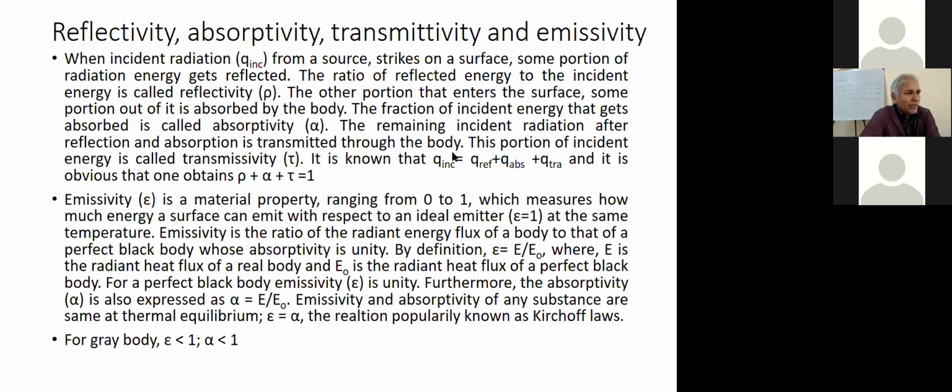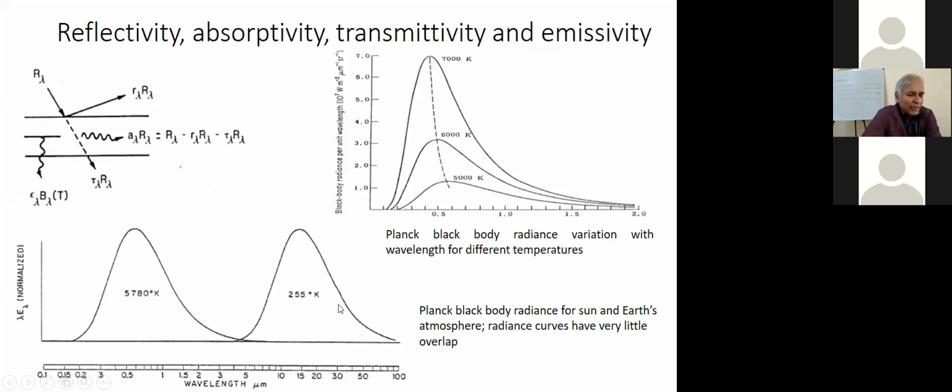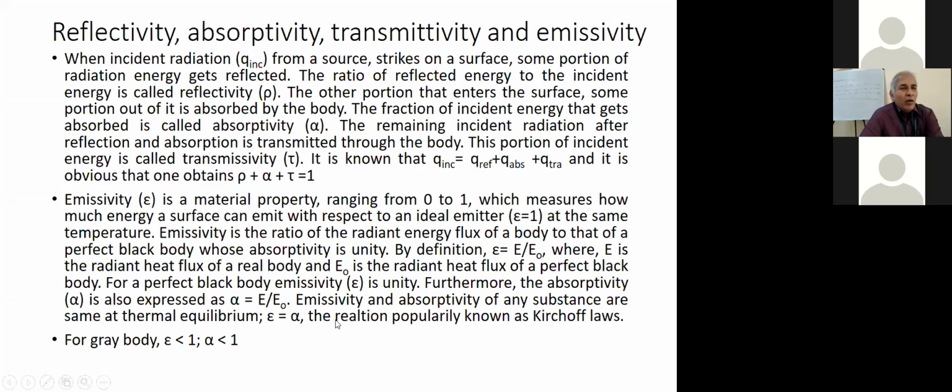So whatever I had discussed is all given here. Now the emissivity is a material property ranging from 0 to 1, which measures how much energy a surface can emit with respect to an ideal emitter. The ideal emitter here is the black body, which has perfect emission. So the emissivity is equal to 1 for a perfect black body. Emissivity is simply the ratio of the radiant energy flux of a body to that of a perfect black body whose absorptivity is unity. So as I said, if the absorptivity is unity, then obviously the emissivity is also unity for a black body.